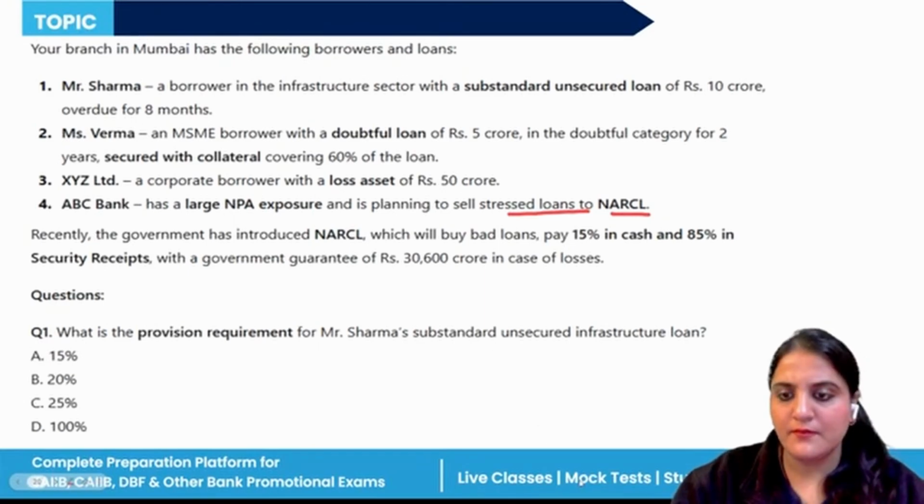Now, what is the provision requirement for Mr. Sharma's substandard unsecured infrastructure loan?